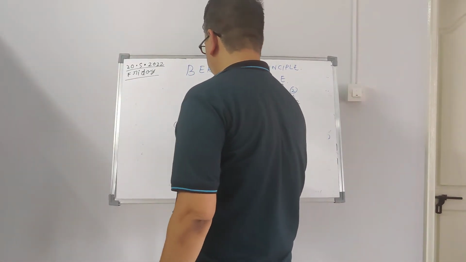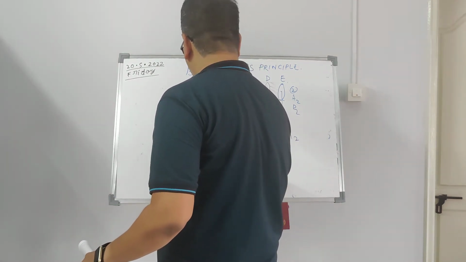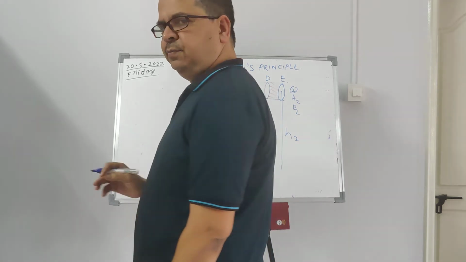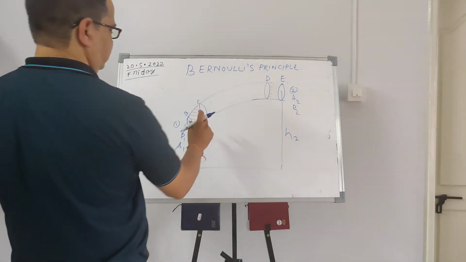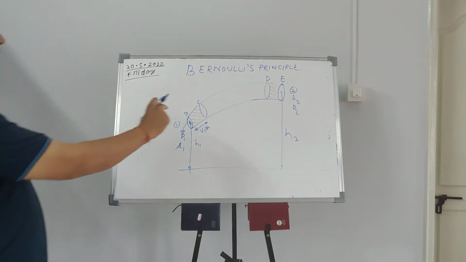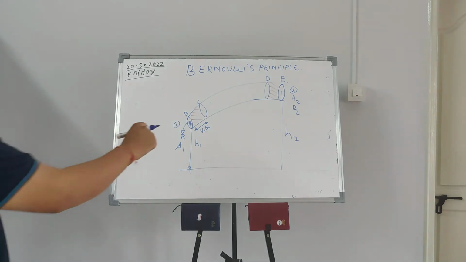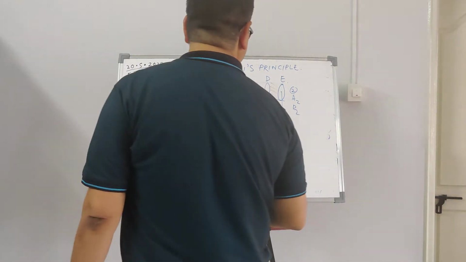So how much is this length? This length is nothing but your V1 into delta T. Let us say delta T is 1 second. In 1 second, the velocity is V1, so how much distance will it move? Velocity is distance or displacement by time, so if you multiply it by time, you will get a length. This is the distance it has moved.